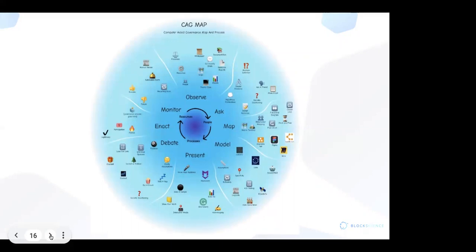We might ask some more questions. We might revisit the maps. Maybe build some new models, etc. It kind of just goes on and on. And it doesn't necessarily have to go in a perfect circle. You might observe, ask, map, model, go back to monitor, observe, monitor, observe, ask a question, observe. You can kind of jump around here.